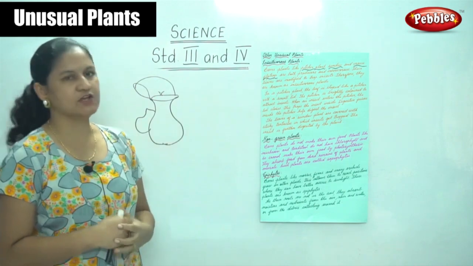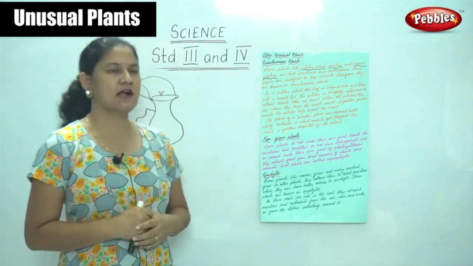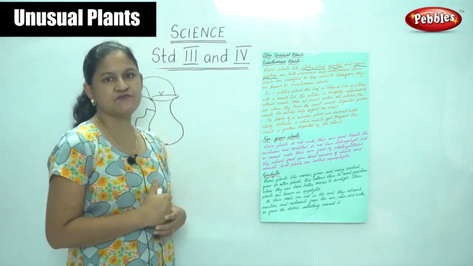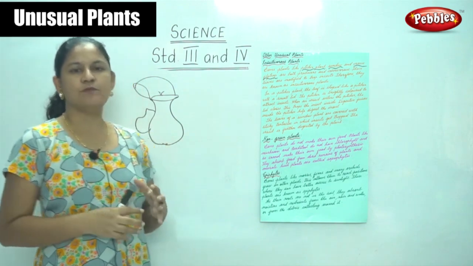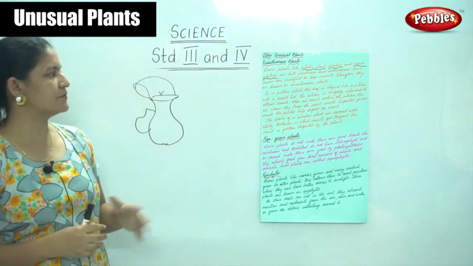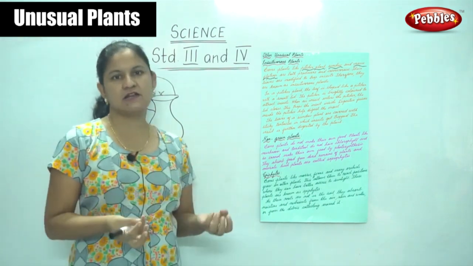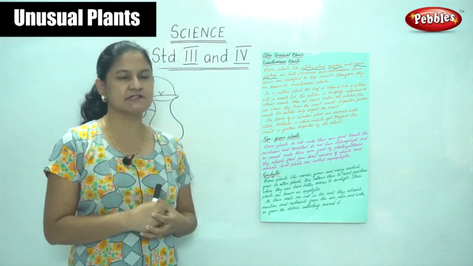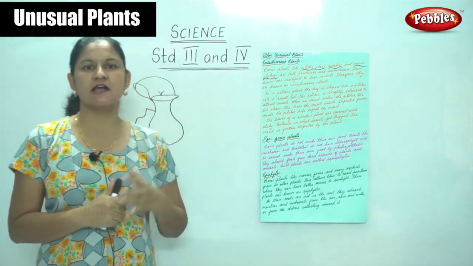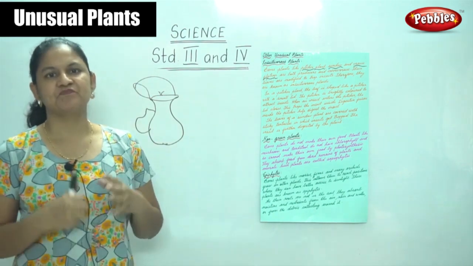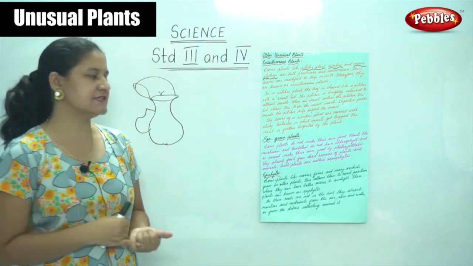So plants like the picture plant, sundew and Venus flytrap are both producers as well as carnivores, and their leaves are modified to trap insects, so they are known as insectivorous plants. The leaves of the picture plant are shaped like a picture with a lid. The bright color attracts the insects. When the insect sits inside, the lid automatically closes and the insect gets trapped, and the digestive juices present in the picture help to digest the insect.